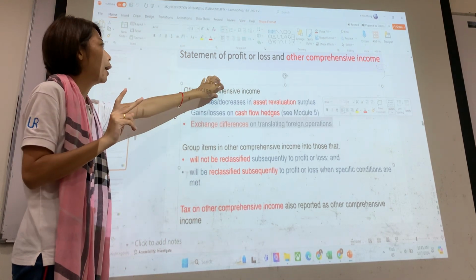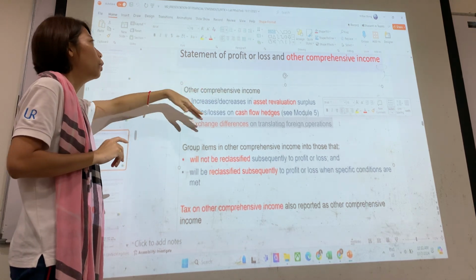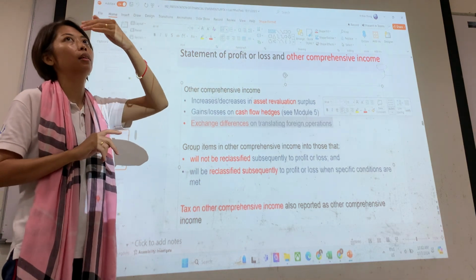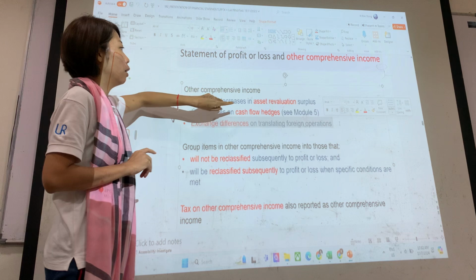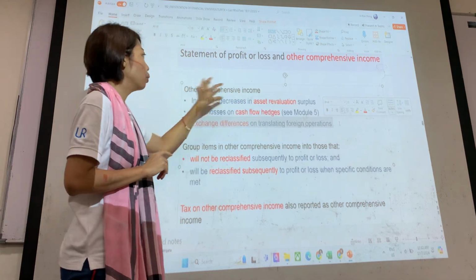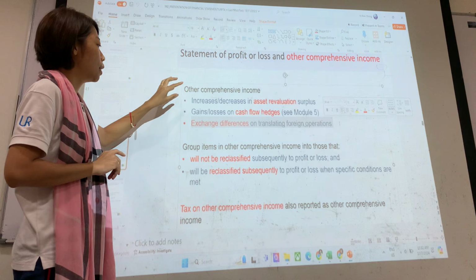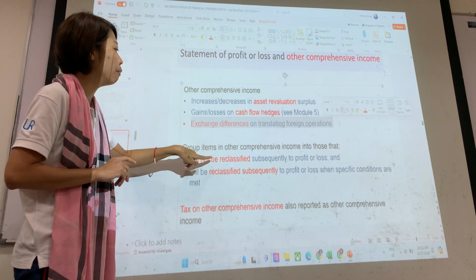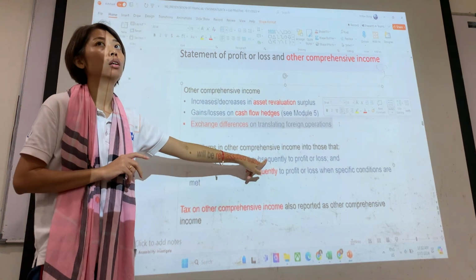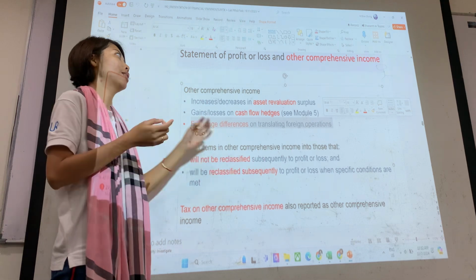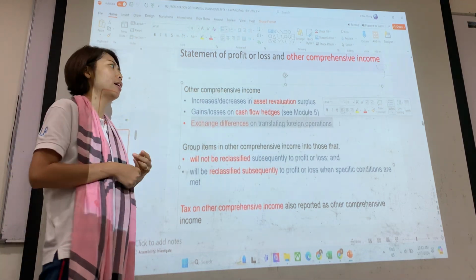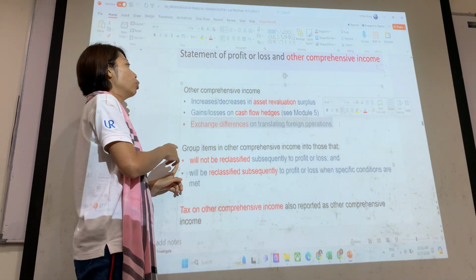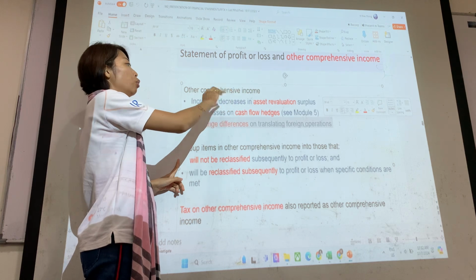Okay, so OCI is an equity component. The movement will appear in the statement of profit or loss and other comprehensive income for the year ended 30th of June, and so on. Now, the asset revaluation surplus movement, increase or decrease, is categorized as will not be reclassified subsequently. No recycling. Sometimes in the answer you will see non-recycling and recycling. This one is non-recycling. You don't recycle it. That means if you sell the piece of land, you don't collect that part again.